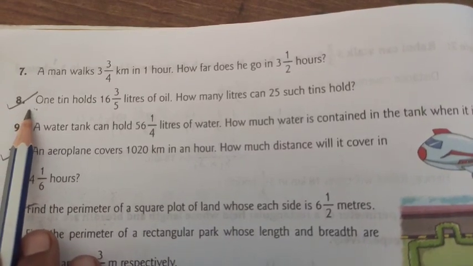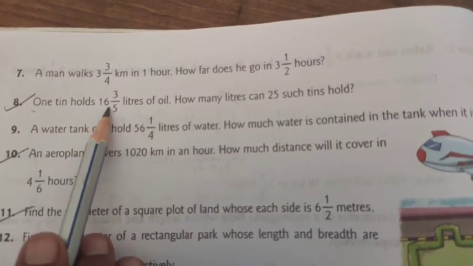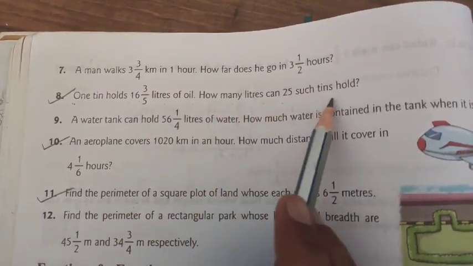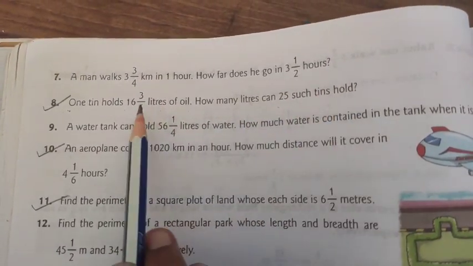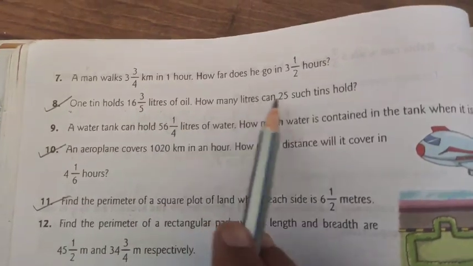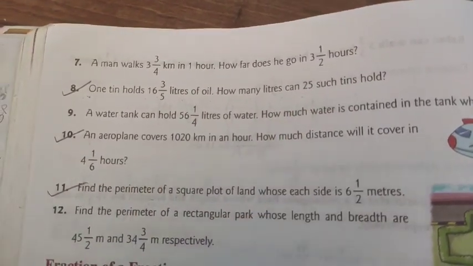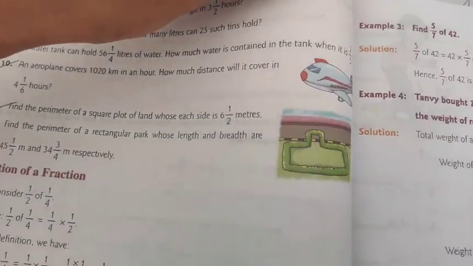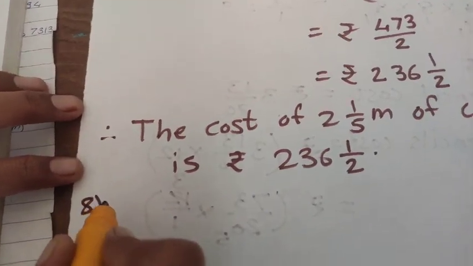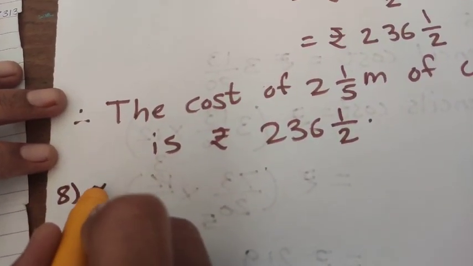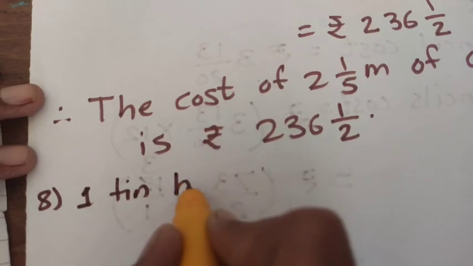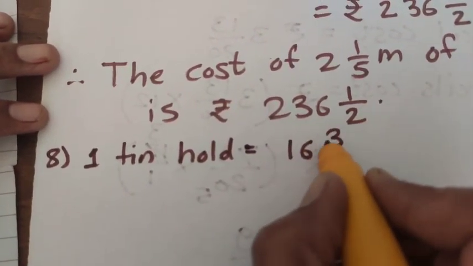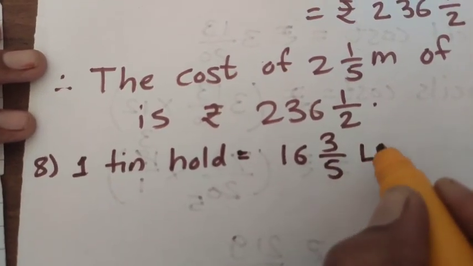Eighth question now we are going to solve. One tin holds 16 integer 3 by 5 liters of oil. How many liters can 25 such tins hold? Okay, one tin's oil capacity is given. You have to find out 25 tins' capacity. So see how to solve this. Eighth question. One tin holds 16 integer 3 by 5 liters of oil.